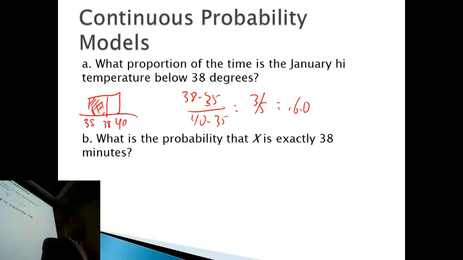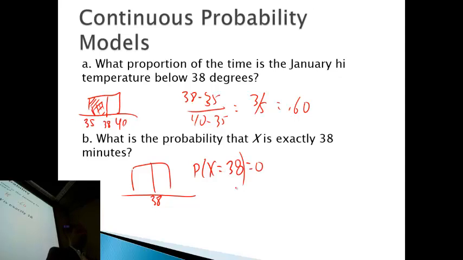Now, one thing about continuous probability models is that we do not have area at one specific point, one specific outcome. We look at areas and regions. So technically, thank you, kind sir. How about that? Okay, 38 degrees. Okay. Yeah.